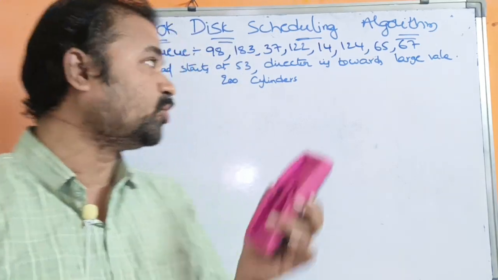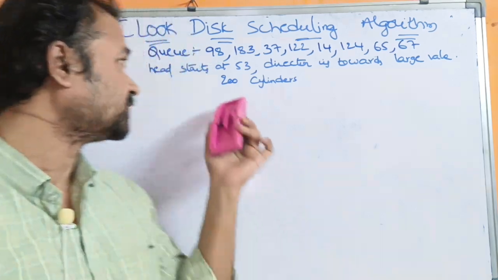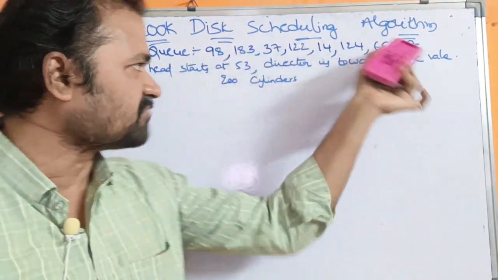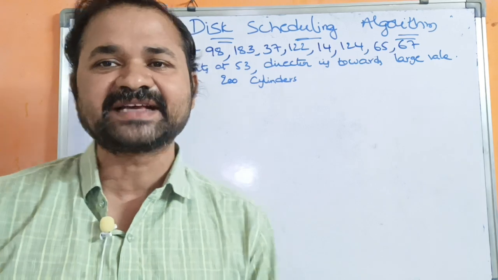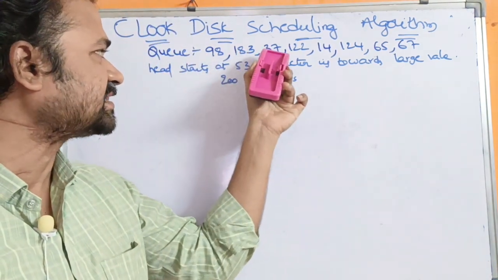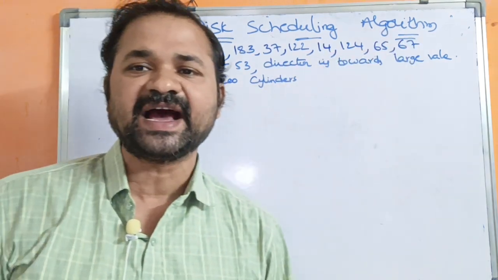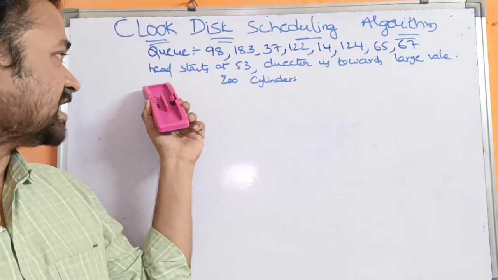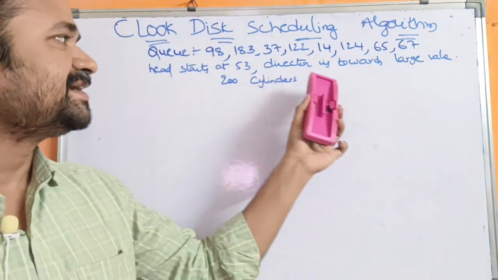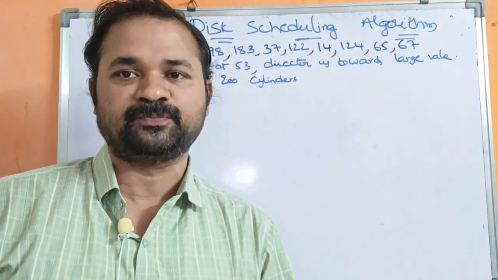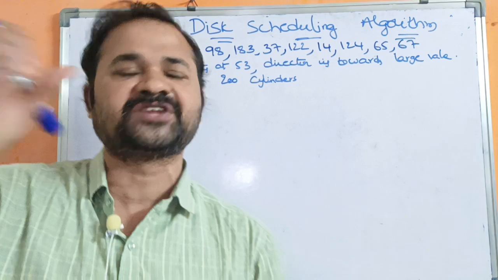Now let us discuss the CLOOK disk scheduling algorithm with the help of an example. Here the disk queue contains the following requests. We can call them either cylinders or tracks: 98, 183, 37, 122, 14, 124, 65 and 67. Next, the read-write head starts at cylinder or track 53. The direction is towards the larger value. So we have to start from 53 and proceed towards the larger value.